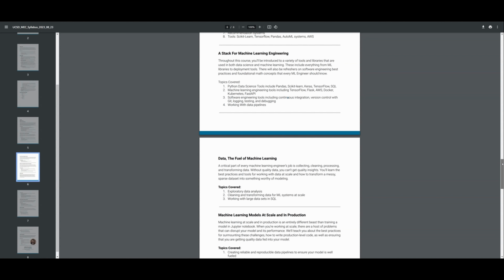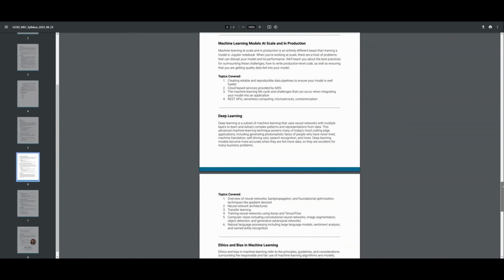The third module is titled Data, the Fuel of Machine Learning. I haven't touched SQL in a long time. I'm going to need a crash course to remember what little I knew to begin with. The fourth module is titled Machine Learning Models at Scale and in Production. I've had some nightmare experiences with monolith code in workplaces, and I'm excited to learn more about microservices. The fifth module is Deep Learning. Nope, zero idea what is going on here.